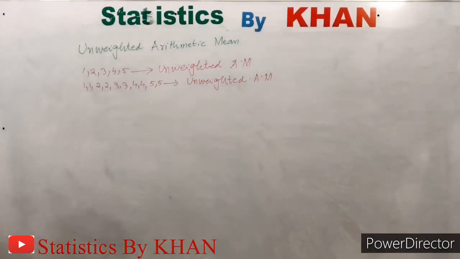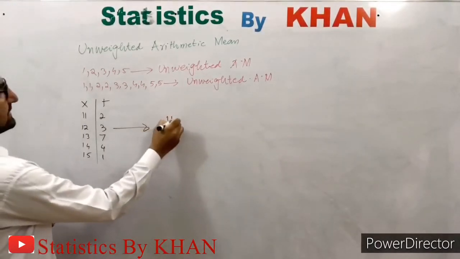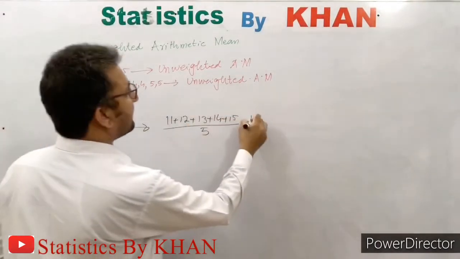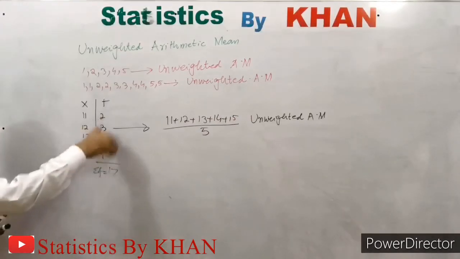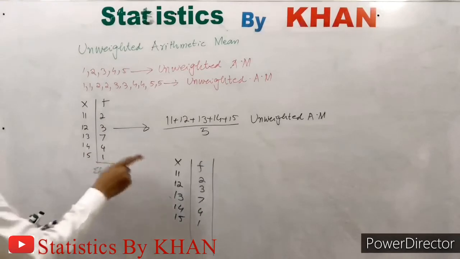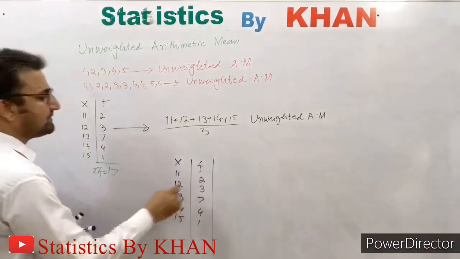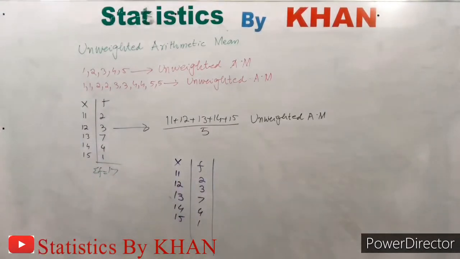Similarly, if we have a frequency distribution and we compute the arithmetic mean by this method, this is again the unweighted arithmetic mean. If you ignore these weights, it will automatically become unweighted. But finally, if we take the values of the variable along with the corresponding frequencies and compute the arithmetic mean, then that arithmetic mean would be the weighted arithmetic mean.